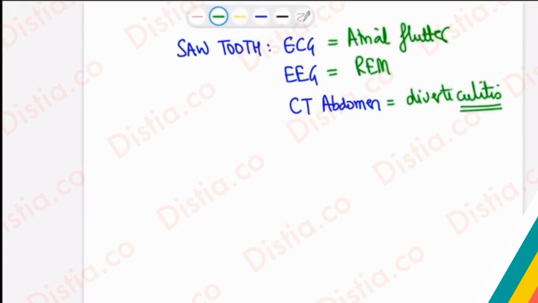Do take care of this silly mistake that can occur with people, diverticulitis versus diverticulosis.